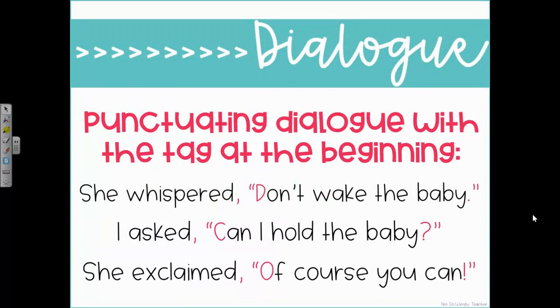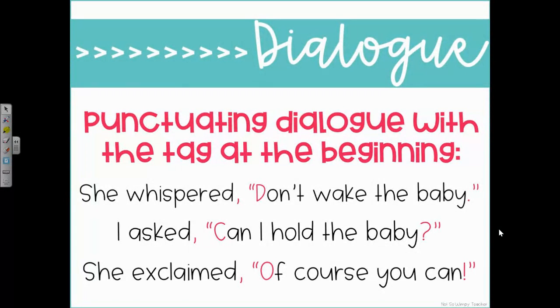Now, punctuating dialogue with a tag at the beginning of the sentence is a little bit different. Notice the tag saying, she whispered, "Don't wake the baby." I asked, "Can I hold the baby?" She exclaimed, "Of course you can!" Now, when you have the tag at the beginning of your sentence, notice what we have going on.